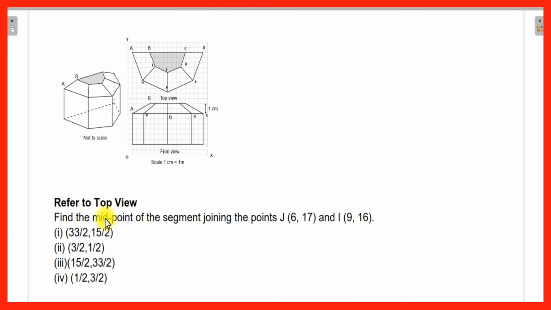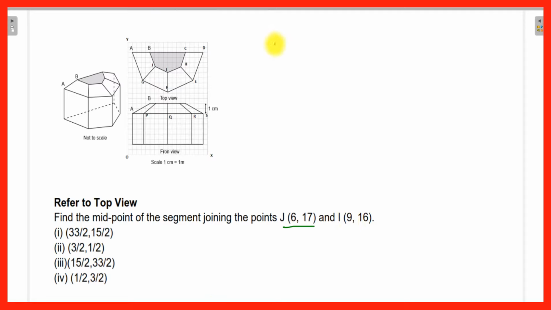So this is the first question. It says, refer to the top view. This is the top view. Find the midpoint of the segment joining the points J(6, 17) and I(9, 16). In general you can solve this even without the figure, as you just have to find the midpoint between these 2 points whose coordinates are given to you.